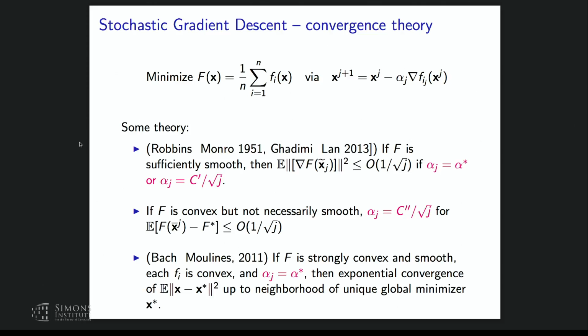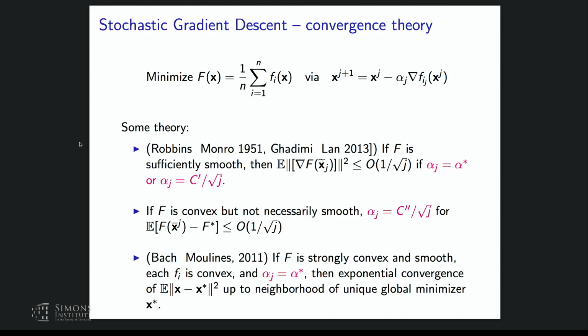If the loss function is convex, but not necessarily smooth, so it could have only a subgradient, but not a gradient, then again, a carefully chosen step size decreasing like 1 over square root j allows you to say something about the expected distance of the loss function to its optimal value, going like 1 over square root j.